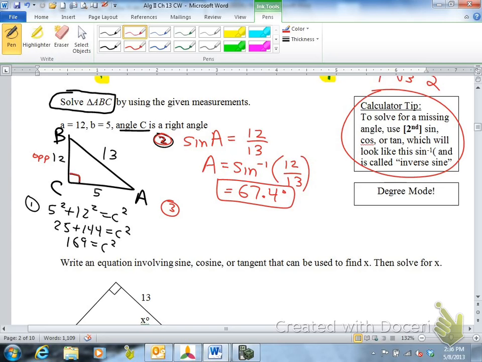And then the last one, for angle B. For angle B, you could use another trig ratio. You could do sine of B equals 5 over 13. You could do cosine of B is 12 over 13. You could do one of those, or a much faster way would be to say A plus B is 90 degrees. So you could do angle B is 90 minus 67.4 to get 22.6 degrees. And now this triangle is solved. We know every side and we know every angle.